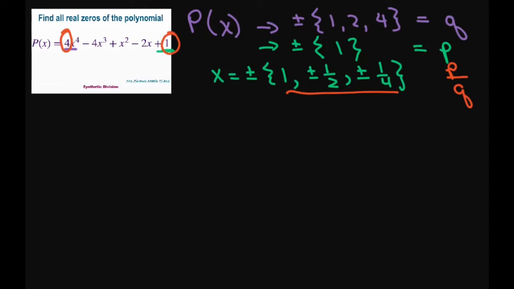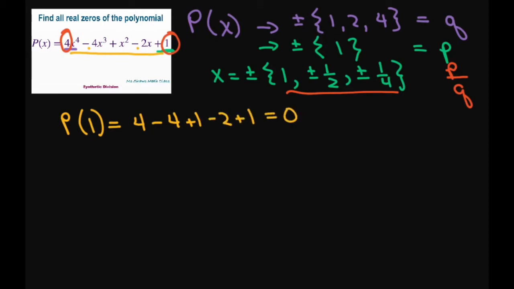So let's check and see which ones they could be before we use synthetic division. Let's check P of 1. Okay, so usually I kind of guess by looking at some of the signs and stuff, but if you do P of 1, and I substitute in 1, I'm going to get 4 minus 4 plus 1 minus 2 plus 1. That equals 0. Since it equals 0, that means it is a rational zero.